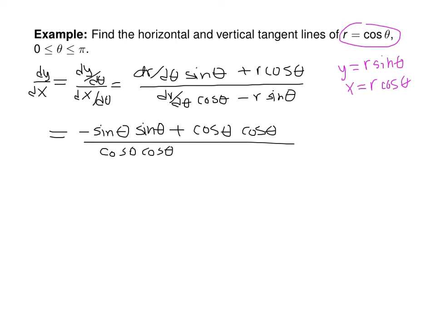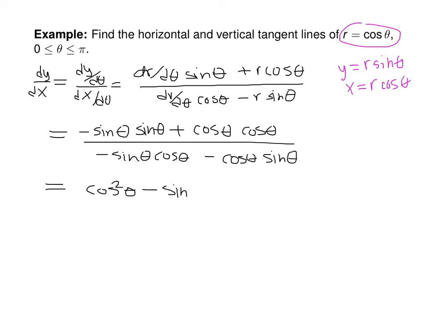Oops, that's not right. I need to differentiate that. So dr d theta is negative sine. So negative sine theta cosine theta minus cosine theta sine theta. So that gives us cosine squared theta minus sine squared theta over negative 2 sine theta cosine theta.